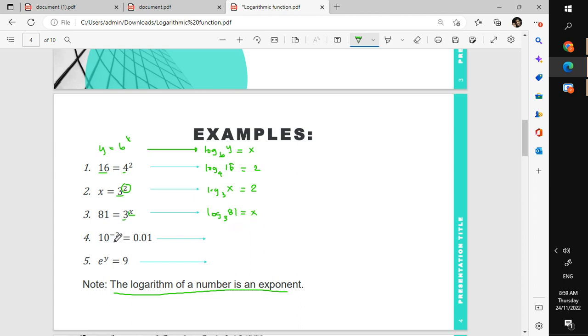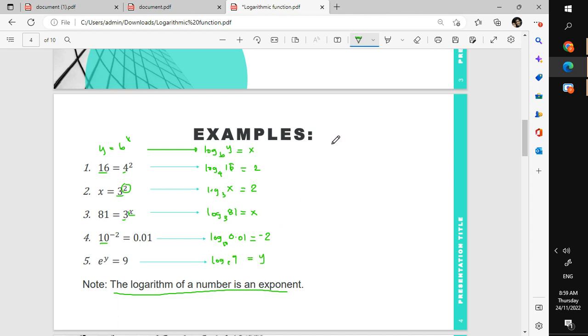Next, we have 10 raised to negative 2 is equal to 0.01. To convert this into its logarithmic form, we write down first the log of our number, which is 0.01. So we have log of 0.01 to the base of 10, which is equal to our exponent, negative 2. Now, to the next number, we have e raised to y is equal to 9. So you write down the log of our number 9 to the base e is just equal to y.